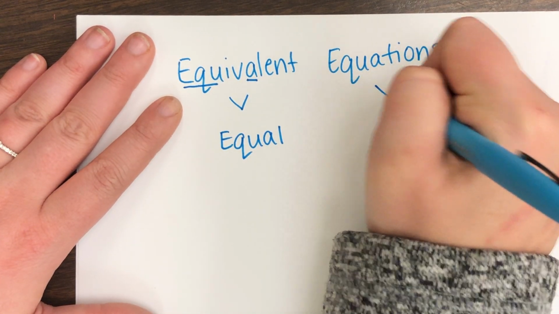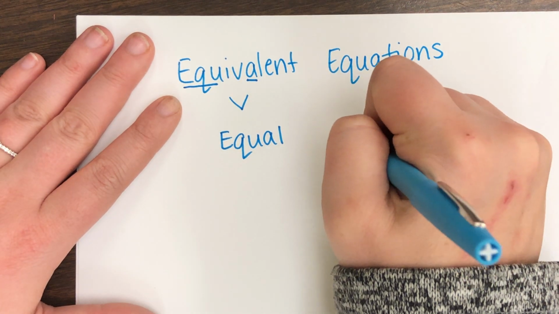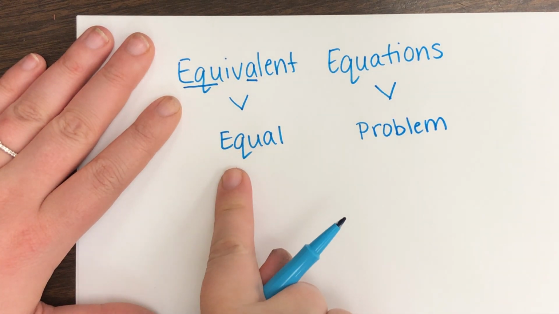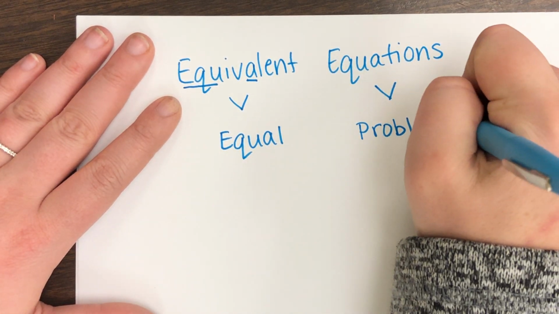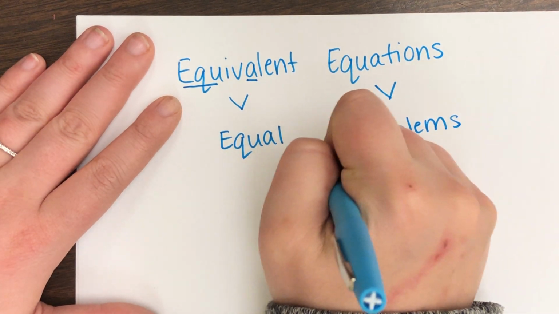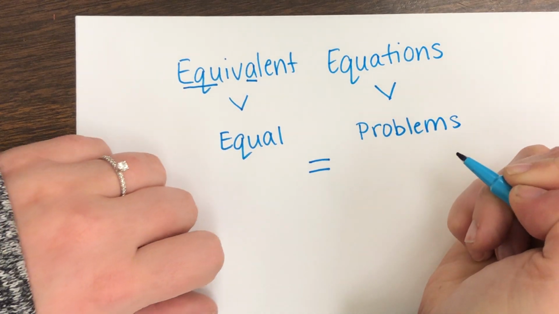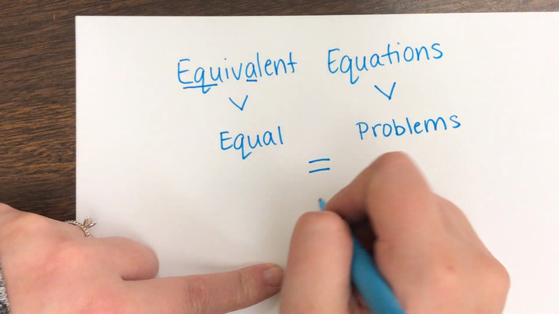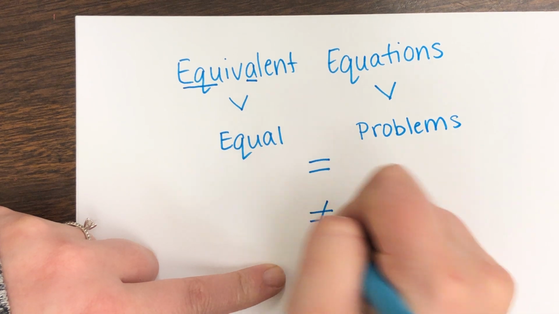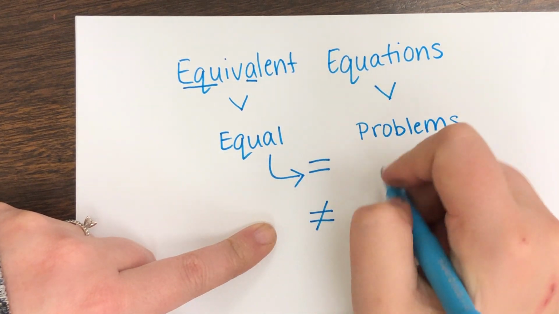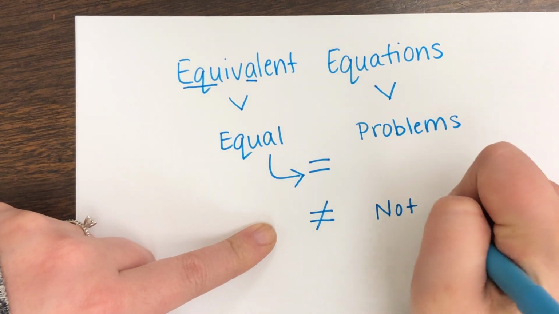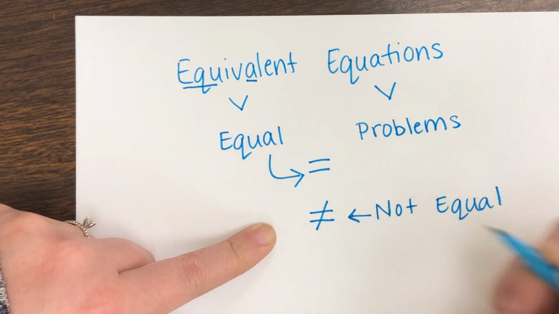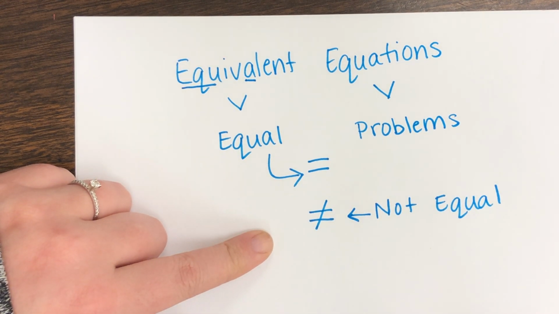And then equation is a fancy word for problem. So basically, today, we're making equal problems, okay? And we're very familiar with the equal sign. It looks like this, okay? And then for some problems today that are not equal, we're going to use the not equal sign, which is an equal sign with a line through it. So this means equal, and this means not equal, okay? And that's going to be important to remember when we are looking at our equations later on.